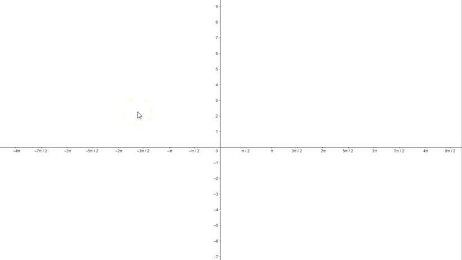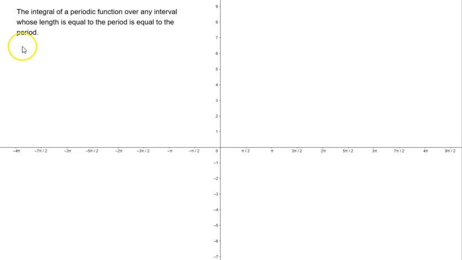Till now, what we have been looking at is the Fourier series in the interval minus pi to pi, where the period was 2 pi. Now, what happens if it is not from minus pi to pi, but some other interval, but period still being 2 pi? So here, the integral of a periodic function over any interval whose length is equal to the period is equal to the period.